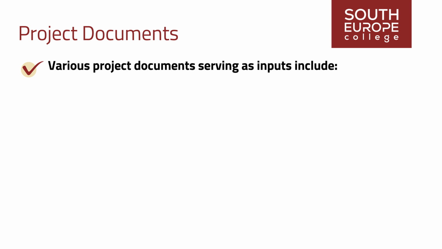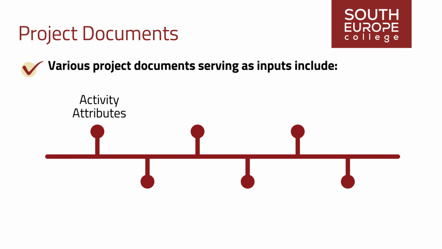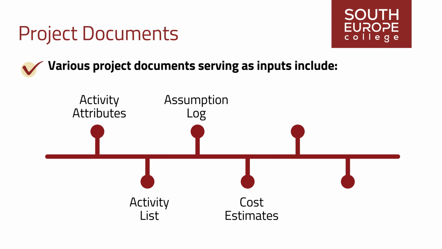Various project documents serving as inputs include Activity Attributes, providing primary data for estimating team and physical resources needed for each activity. Attributes include resource requirements, imposed dates, activity location, assumptions and constraints. Activity List, identifying activities requiring resources. Assumption Log, may contain information on productivity factors, availability, cost estimates, and work approaches impacting the nature and number of team and physical resources.